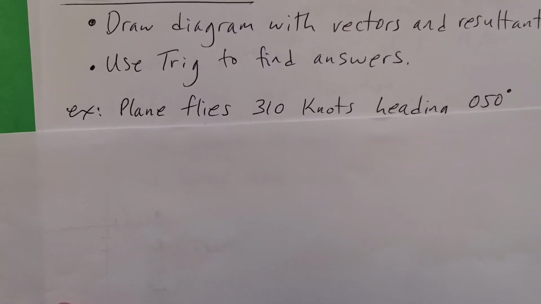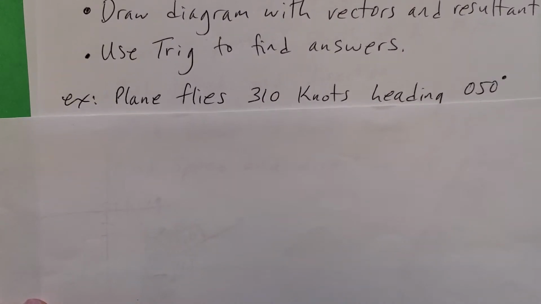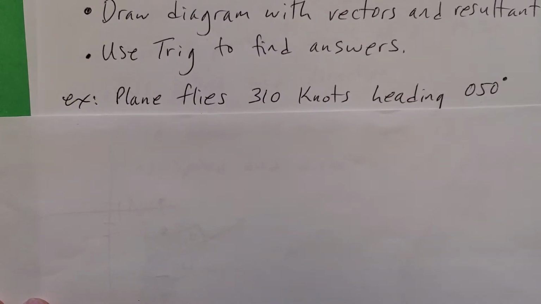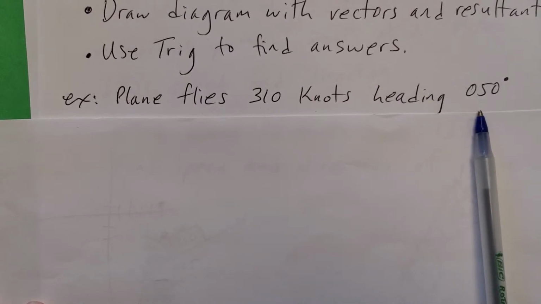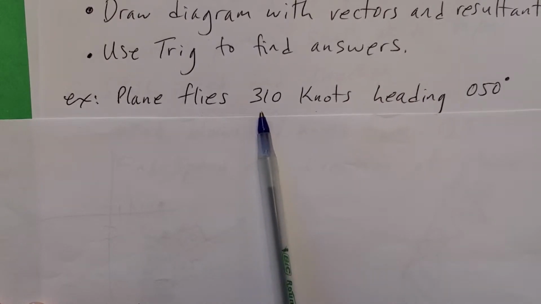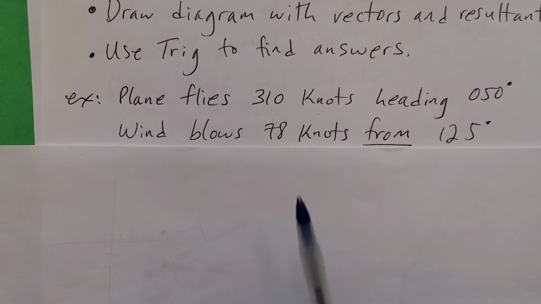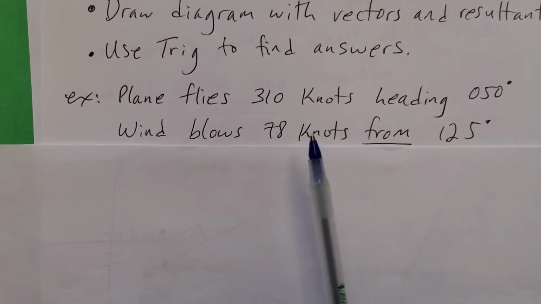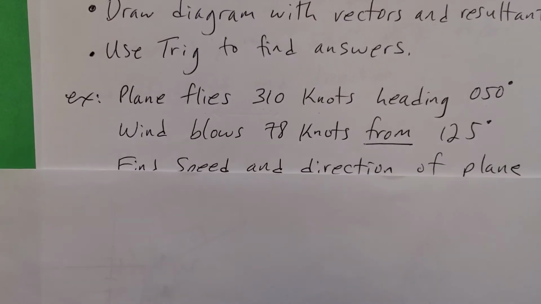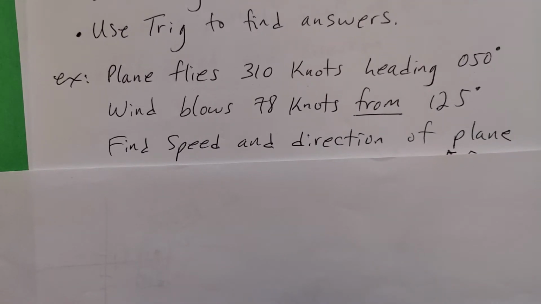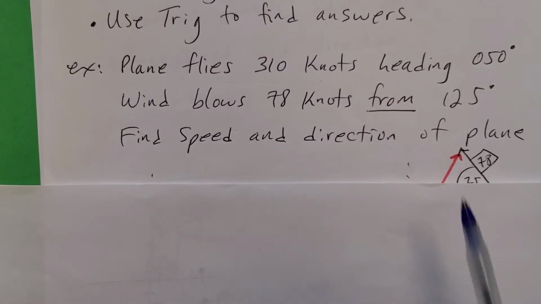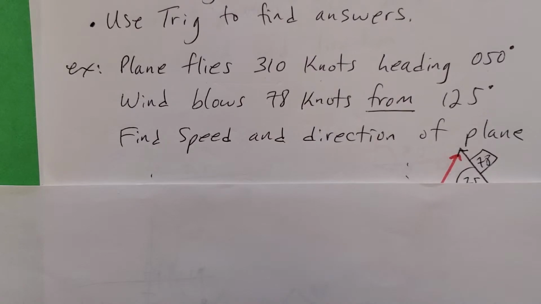Look at this example. A plane flies 310 knots, that's a unit of airspeed, heading in that direction. So I have a magnitude and a direction. The wind blows, so this is another vector, at this many knots in this direction. Find the speed and direction of the plane. Okay? So let me draw these two vectors.